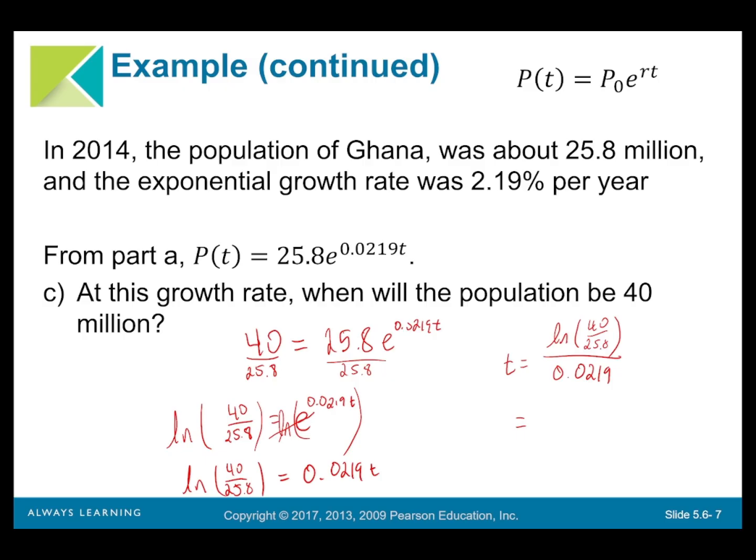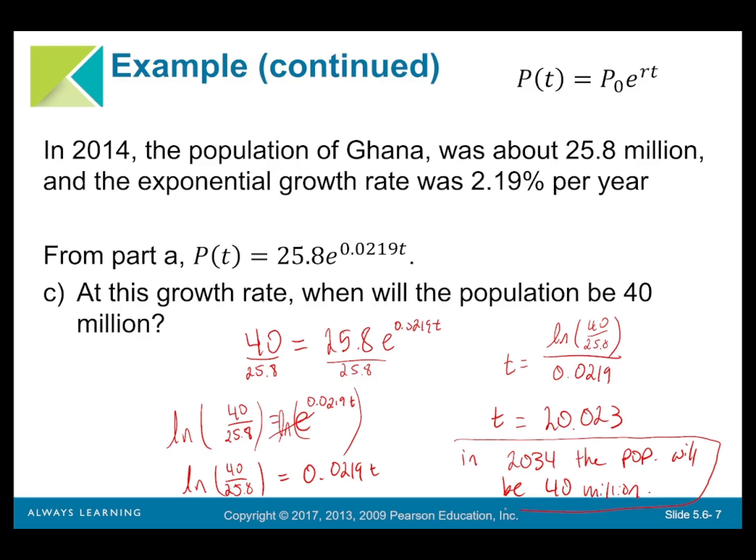So back to the slides, we got 20.023 as our t value. Well, how does that actually translate back? That means that from 2014, we add 20 years. So 2034, the population will be 40 million. Right? We want to give the answer in terms of an actual year here. And that's the year that the population will be 40 million. And it takes 20.023 years.